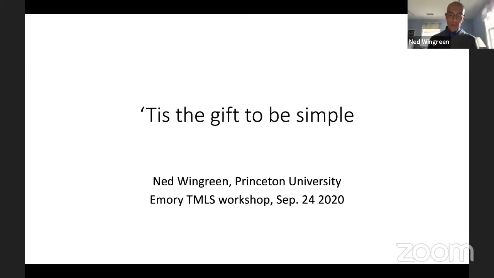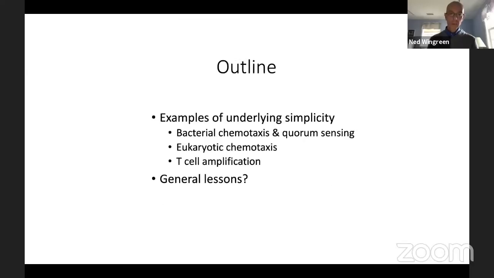And so today I want to give a few examples from that work we did on bacterial chemotaxis and quorum sensing, signaling systems in bacteria, then talk a little bit about a more complex system of eukaryotic chemotaxis, and then something very complicated, which is some immunology problem, and hope that by thinking about these very different cases, we'll be able to draw some general lessons. So let's begin.